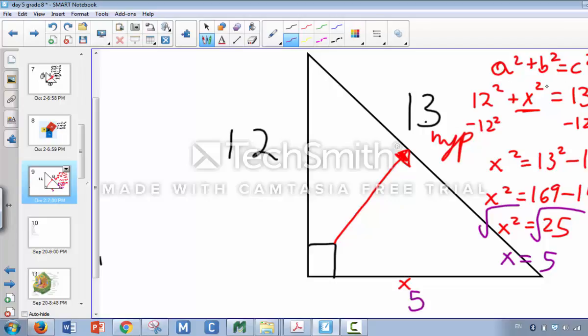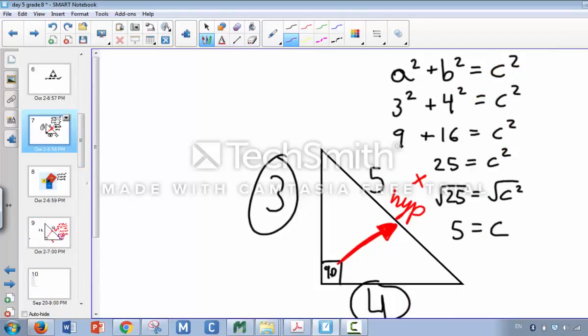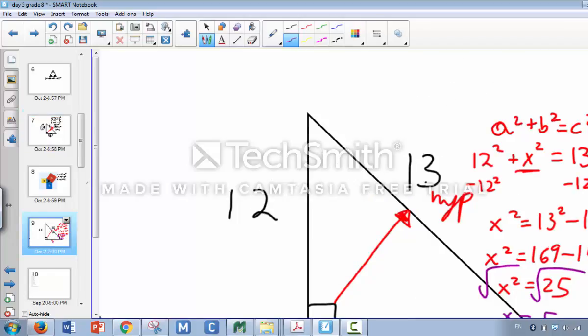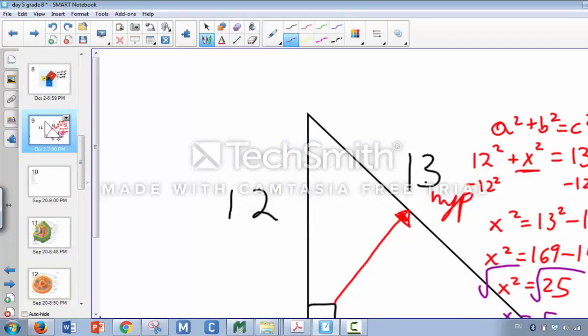So in this case, we were looking for a side, and we went to the hypotenuse, subtracted the other side that we had. In the first case, we were looking for the hypotenuse, so we added the squares of both the sides. So I should say here, we went to the hypotenuse squared, subtracted the side squared, and then took the square root. And that is it for Pythagoras.